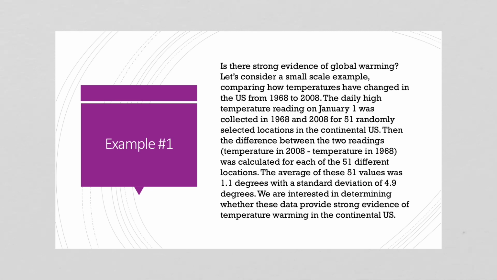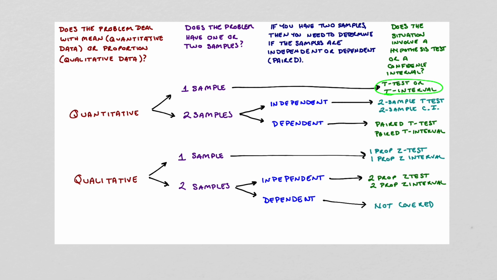So in order to answer this problem, let's go back to our flowchart, everyone. So I want to ask myself the following questions. Do I have quantitative or qualitative data? In this situation, I was taking a temperature, so we are working with quantitative data. And now, I also note here, do I have one or two samples? Well, the fact is that they're telling us that they took temperatures in 1968 and in 2008. So we have two different groups, 1968 and 2008. So that seems like I've got two samples here.